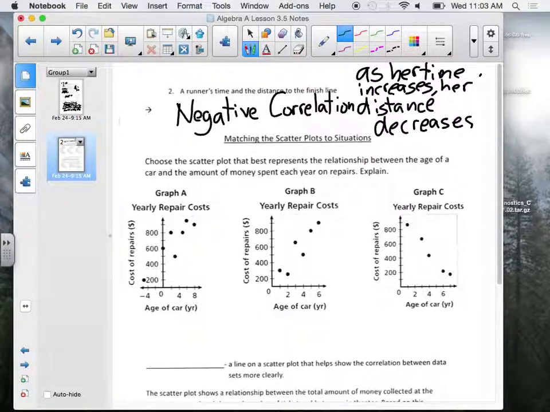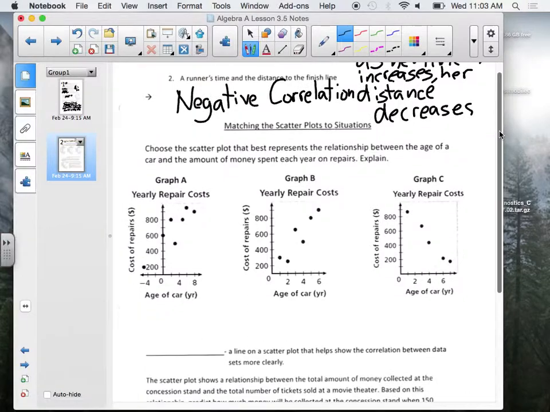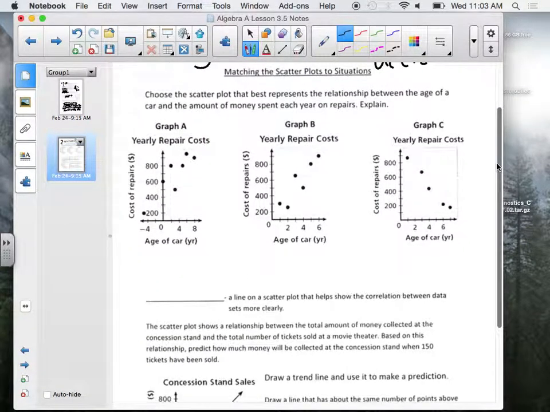All right, is everyone good? Okay. Now we start doing matching. Choose a scatter plot that best represents the relationship between the age of the car and the amount of money spent each year on repairs. Noah, Graph C. So explain to me what this graph is saying.